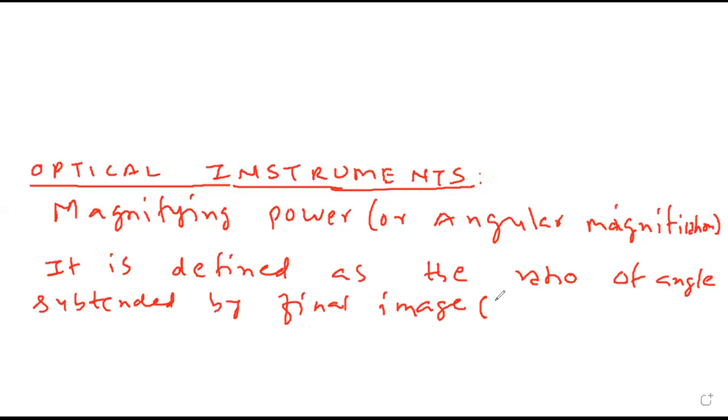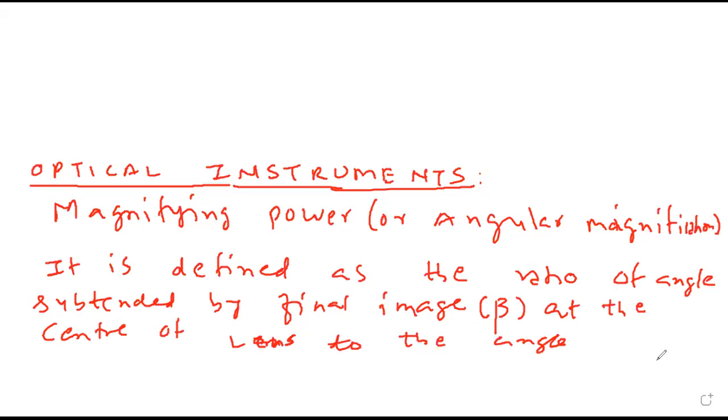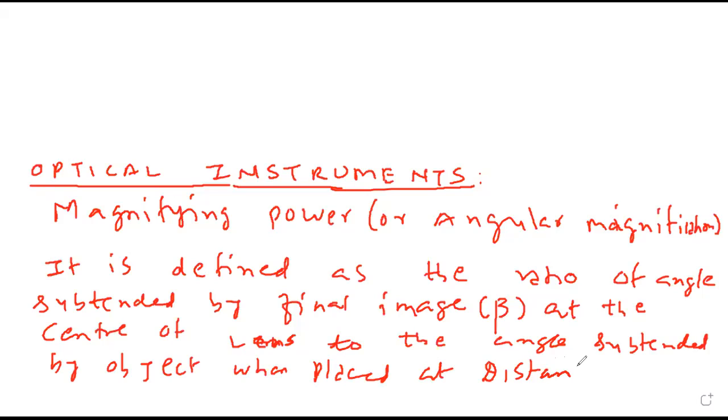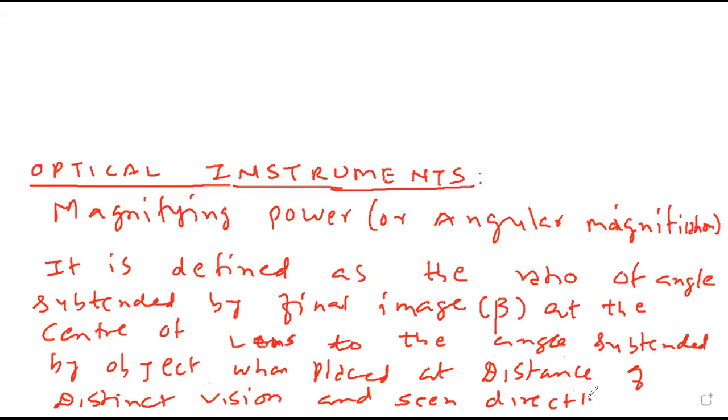Angle subtended by the final image, denoted by beta, at the center of lens. It is defined as the ratio of angle subtended by final image at the center of lens to the angle subtended by object when placed at distance of distinct vision. Distinct vision means distance of 25 centimeter. To the angle subtended by object when placed at distance of distinct vision and seen directly, denoted by alpha.